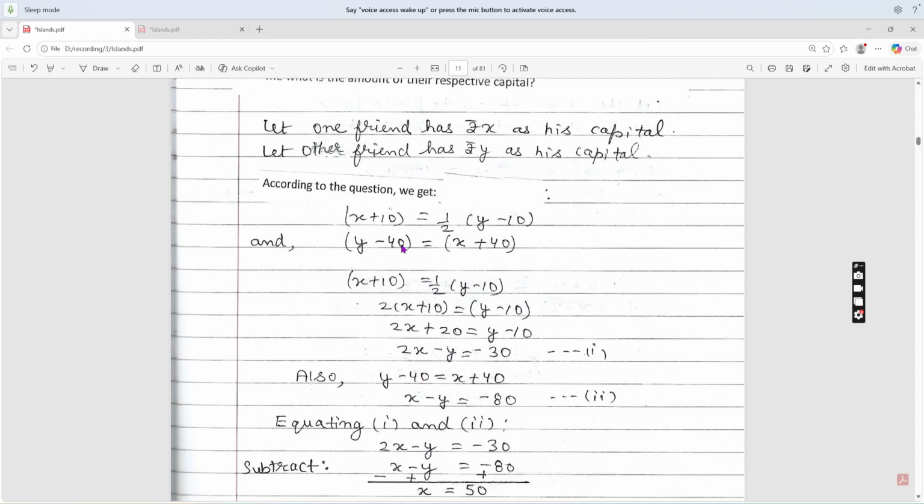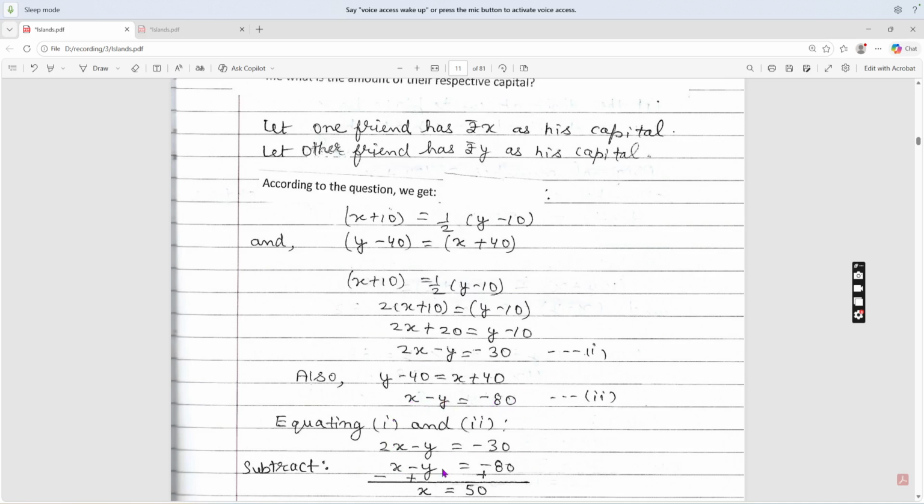Now the second is this, y minus 40 is equal to x plus 40. So x minus y would be equal to minus 40 minus 40, that is minus 80. Now we can 100% shift it: the entire RHS is going to be shifted to the LHS and the entire LHS to the RHS. When we are shifting to the extent of 100%, not even a single sign is going to be changed. So we are getting x minus y is equal to minus 80. It is equation 1. It is equation 2.